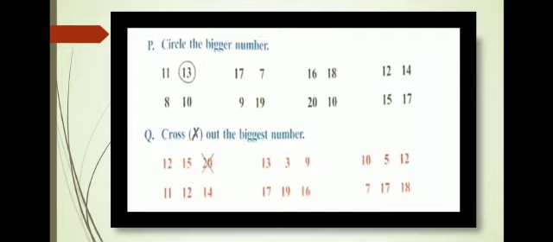Now, let us solve some examples. In the first question, you have to circle the bigger number. So, there are two numbers given, 11 and 13. So, children, tell me which number is bigger? Yes, the number 13 is bigger as compared to the number 11. So, circle the number 13.